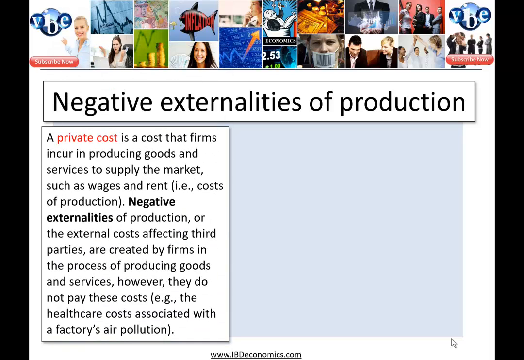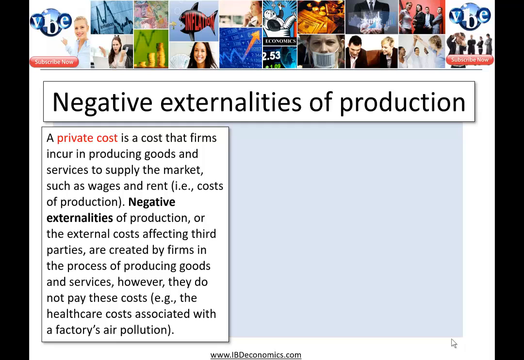Now we're going to go in there and take a look at the first of our externalities. In essence, we've got four. We've got externalities associated with production. There are two of these, negative and positive. And there are externalities of consumption. And again, there are two of these, negative and positive. And we're going to look at each in turn. But just in this lesson, we're focusing on negative externalities of production.